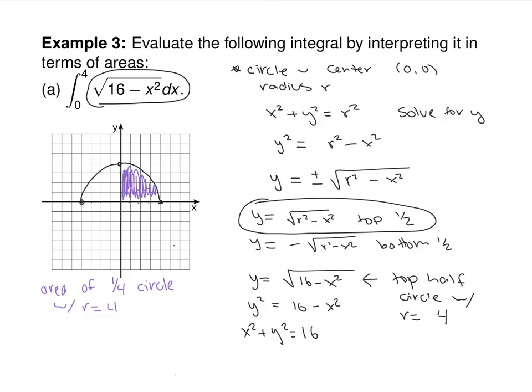How do you know it was a quarter and not the whole half circle? Because if it was the whole half circle, the lower bound would be -4. Oh, okay. So those bounds tell you the range of x values you're looking at, specifically x equals 0 to x equals 4. It tells you your interval. And if it was the whole half of a circle, it'd be -4 to 4.